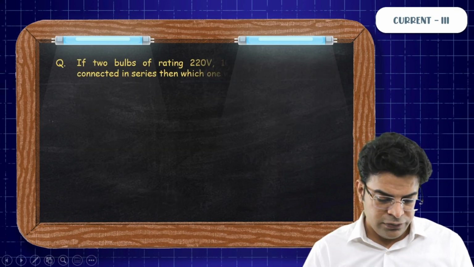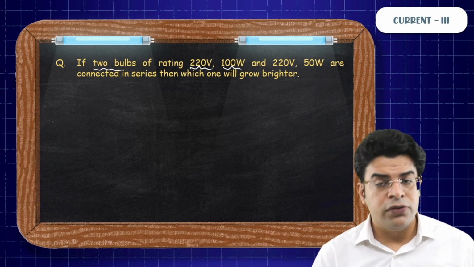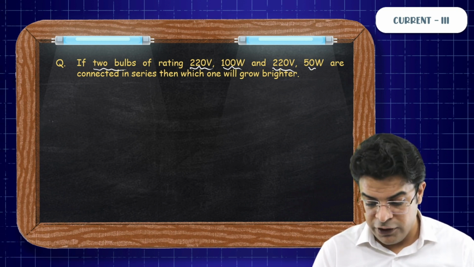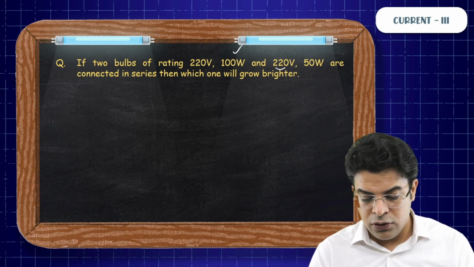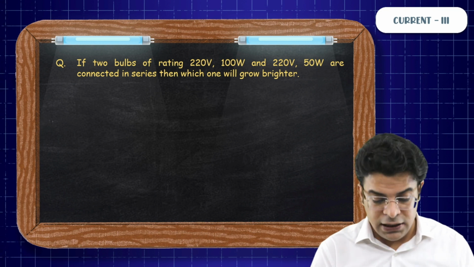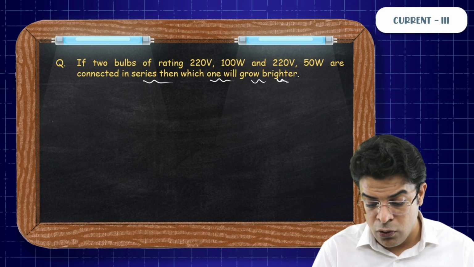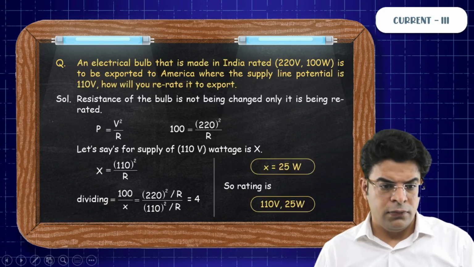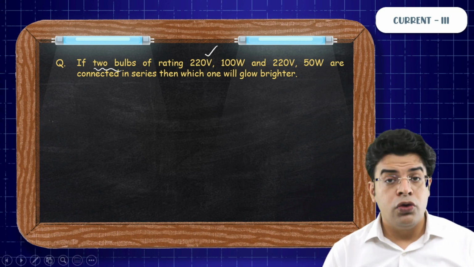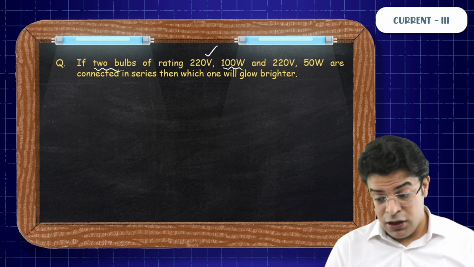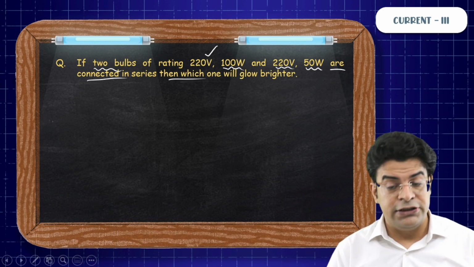Now the next question. If two bulbs of rating 220 volt 100 watt and 220 volt 50 watt are connected in series, then which one of them will glow brighter? Let's see the next example. If two bulbs of rating 220 volt 100 watt and 220 volt 50 watt are connected in series, which one will glow brighter?